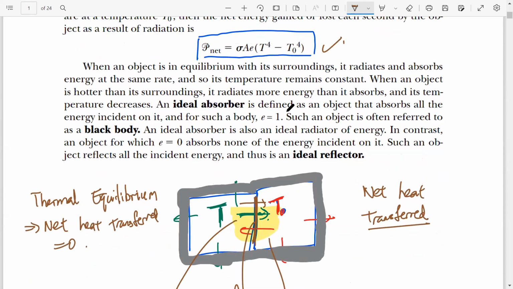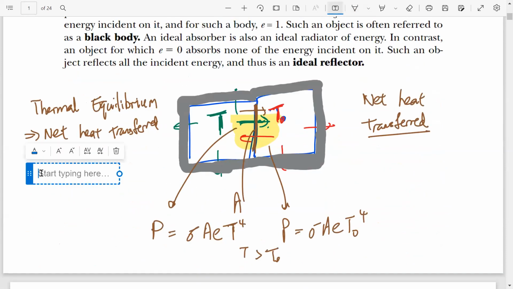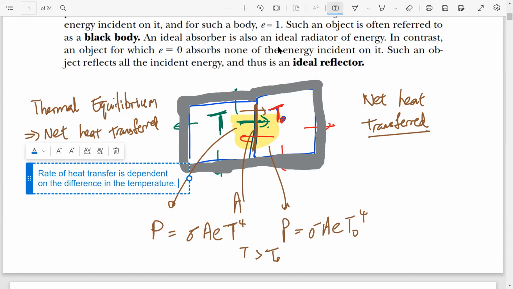One more thing that this tells you is that the rate of heat transfer, this is also from O levels, is dependent on the difference in the temperature. So, of course, if one side is much hotter and one side is much cooler, the rate of heat transfer is faster, it's higher.